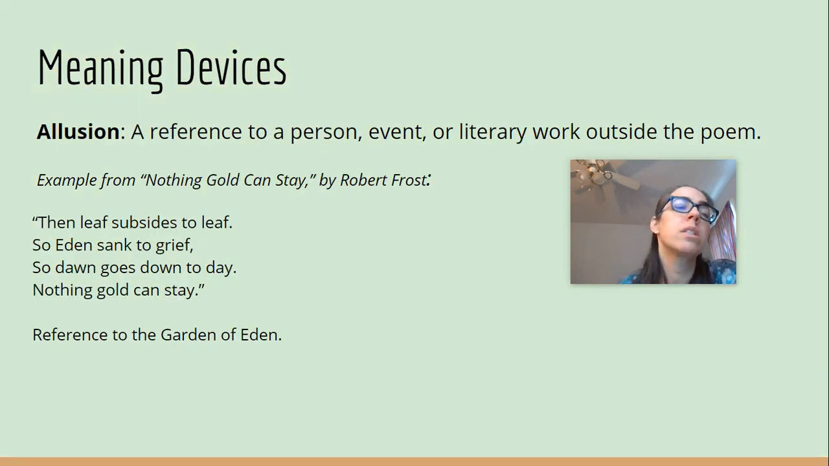So, meaning devices, also allusion. That is when we are referring to something and we're just kind of assuming that the person is going to get what we're talking about. So we might reference a person, an event, or a literary work. In Nothing Gold Can Stay by Robert Frost, he says, "Then leaf subsides to leaf, so Eden sank to grief, so dawn goes down today, nothing gold can stay." He says Eden, he's talking about the Garden of Eden.